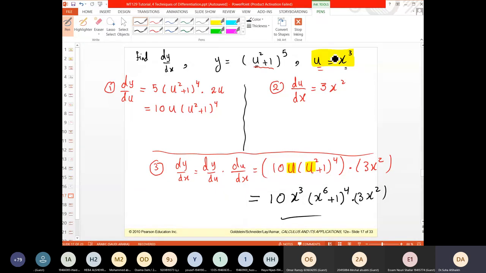معطيني إياها في السؤال. This is the question. مو it is u square already. اليو is x3. each u out مكانها x3. So it will be 10x3.